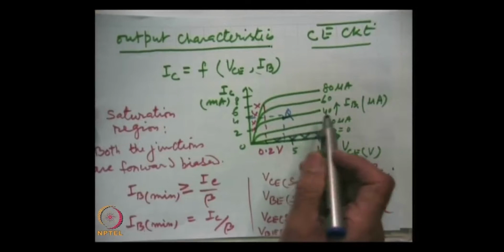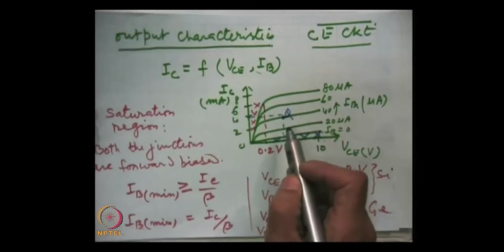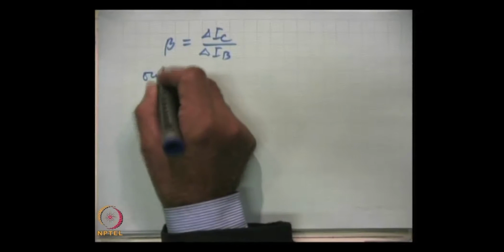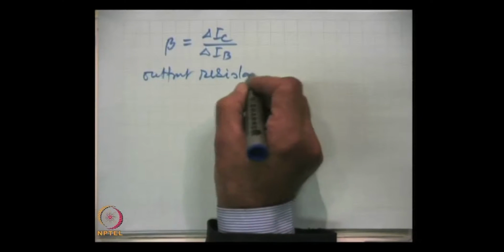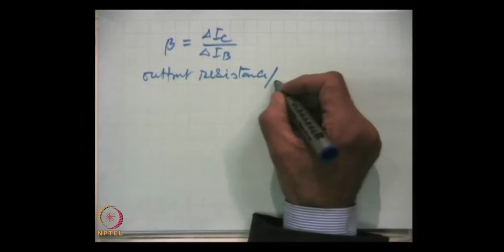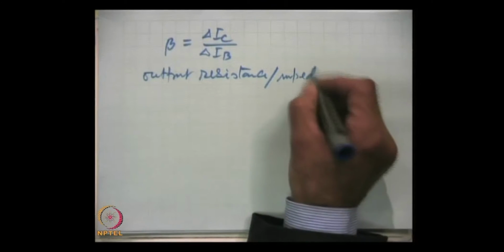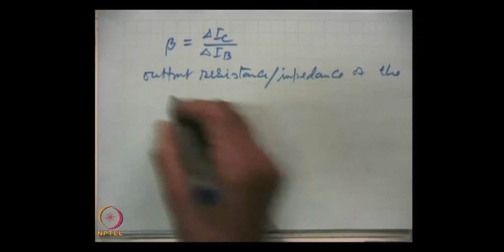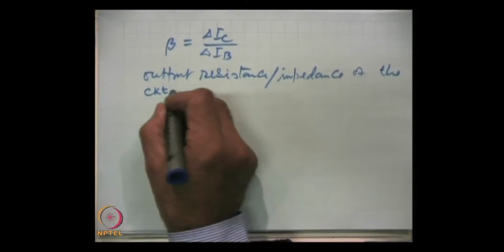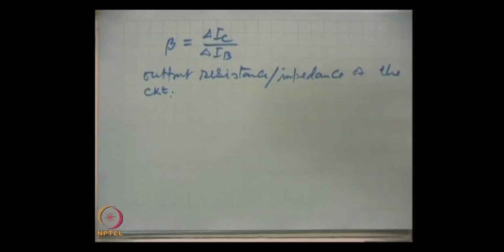From the slope of these curves we can find the output impedance or output resistance of the circuit. That can easily be determined from these characteristics.